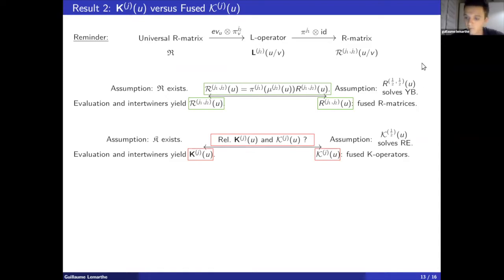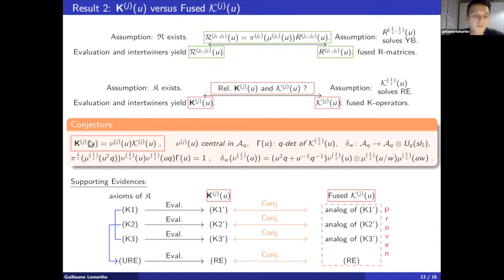And actually, we have some conjecture about it. So it is this one, the red part. The conjecture is that the ball Kj and the calligraphic K_j are related by some central element mu J of U. And we also need some additional properties, additional equations on the nu, and the evaluated coaction on this nu.